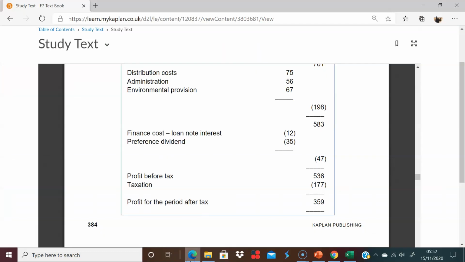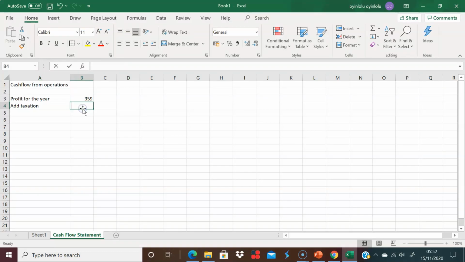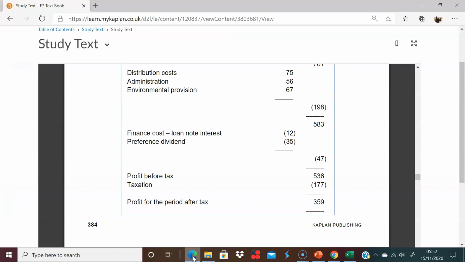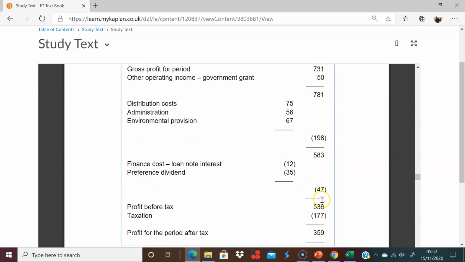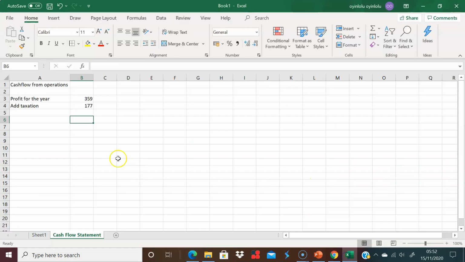And here I have 177, right? And when you add these two together, you're literally at profit before tax. I'm not doing anything special here. And then all I do is add this 47. I'm just trying to get to my profit from operations. So I add the 47 to 536.